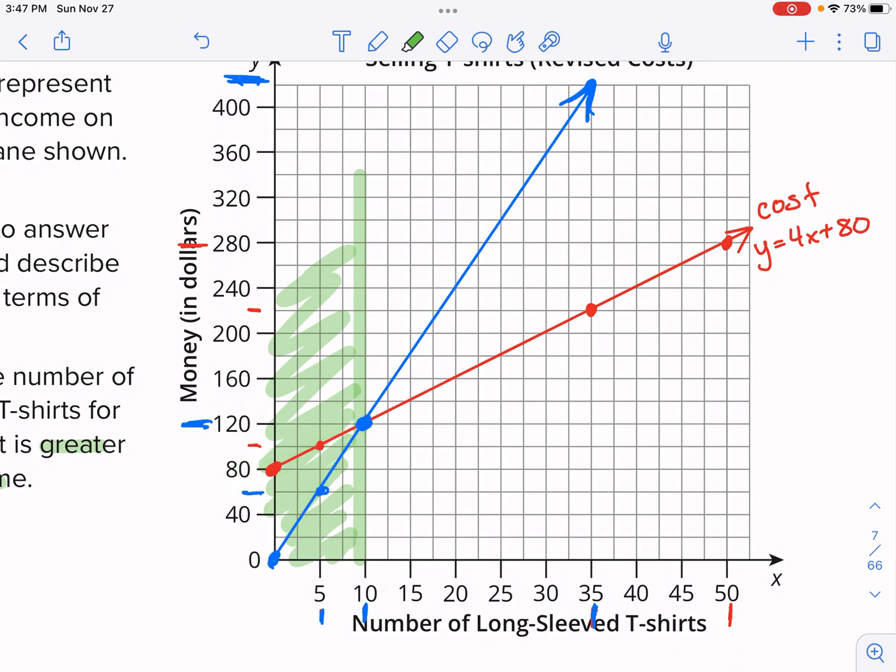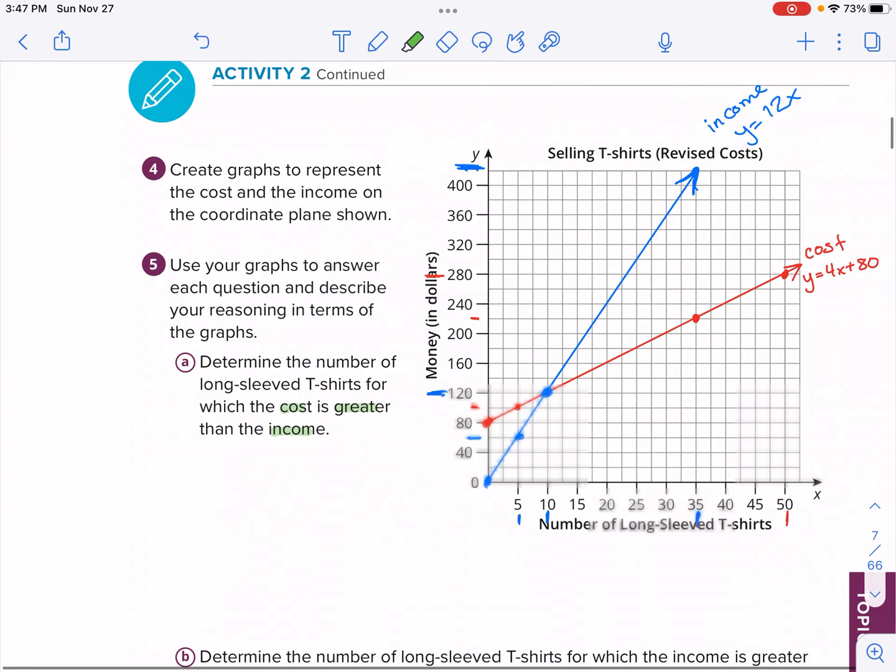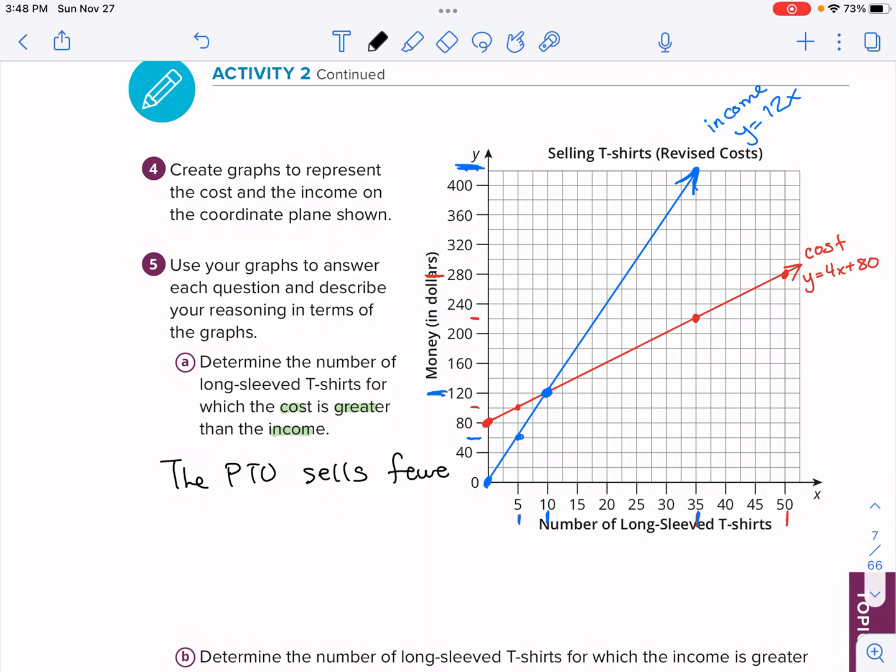So how do we write that out? Okay, so everything left of 10 shirts is the cost is greater than the income when the PTO sells fewer than 10 shirts, 10 long sleeve t-shirts. Okay.